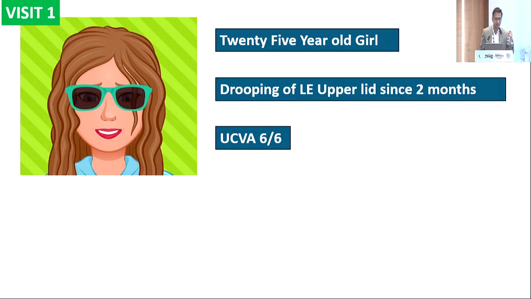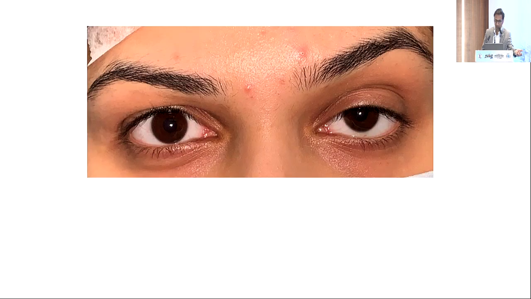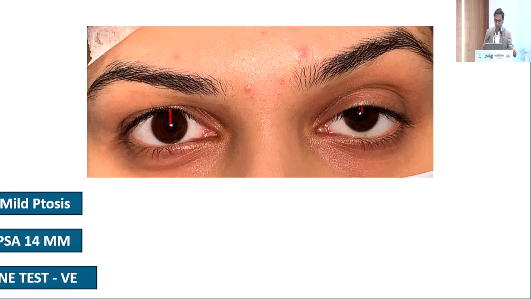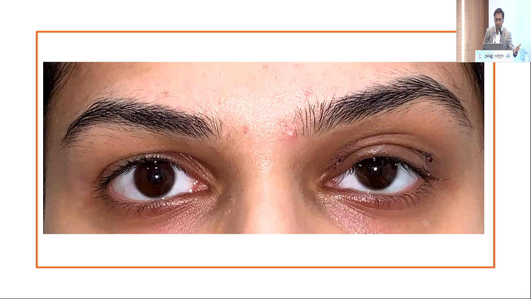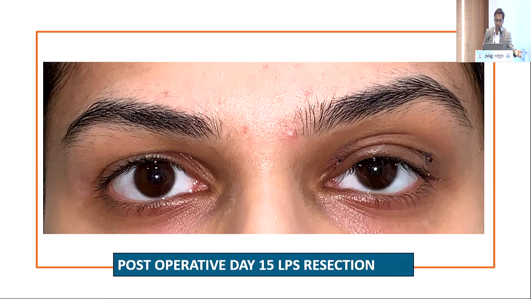The next case is a 25-year-old female. She presented with drooping of the eyelid since 2 months, there was no history of trauma, and the vision was fine. There was very mild ptosis, but since there was only a 2-month history, we decided to go ahead with all the workup, including myasthenia workup, and everything was negative, including the neostigmine test. Finally, on the demand of the patient, we decided to go ahead with the surgery, and the patient was all good after 15 days. She was fine till 3 to 4 months.